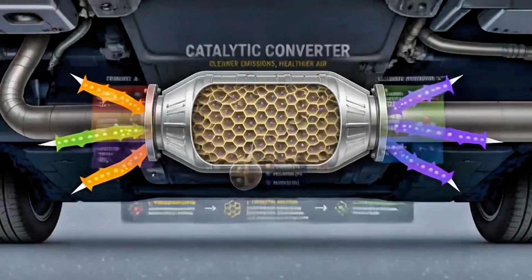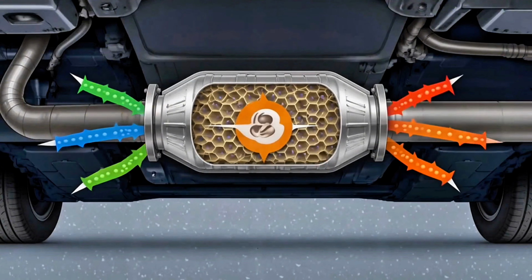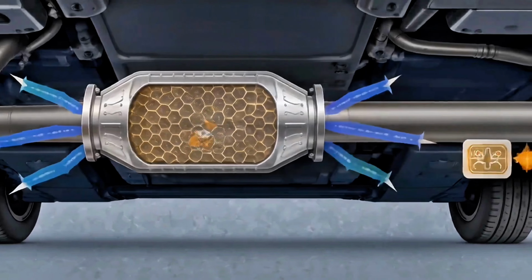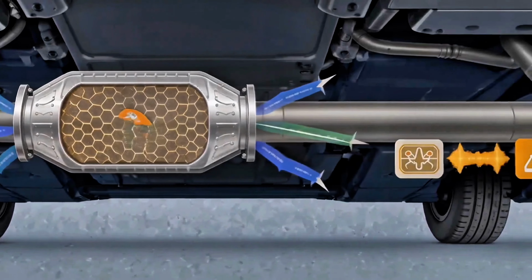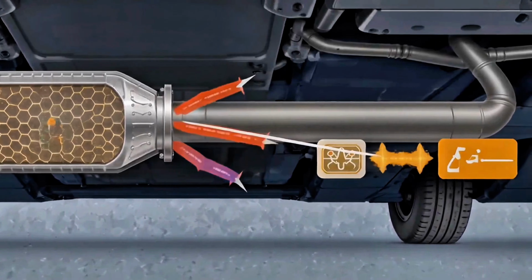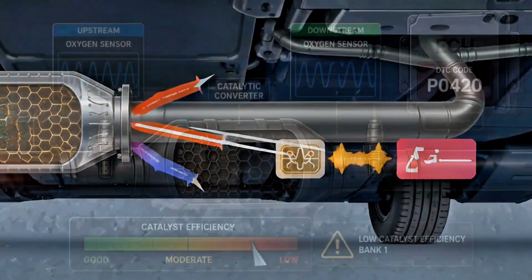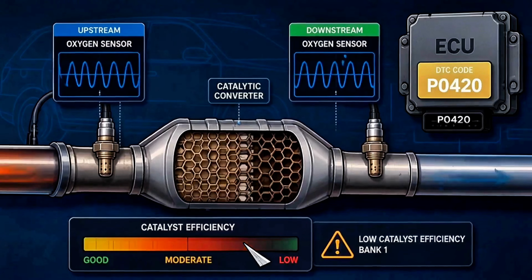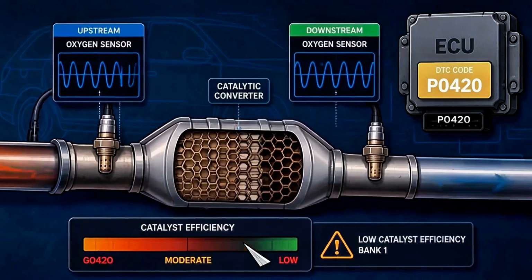The catalytic converter is a chemical reactor inside your exhaust system. Its honeycomb structure is coated with tiny amounts of valuable metals, such as platinum, palladium, and rhodium. These materials accelerate reactions that transform carbon monoxide, unburned hydrocarbons, and nitrogen oxides into less harmful exhaust products, including carbon dioxide, water vapor, and nitrogen. An oxygen sensor located after the converter helps the computer evaluate how effectively these reactions are occurring.